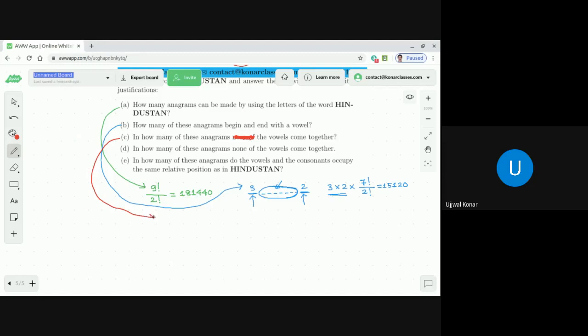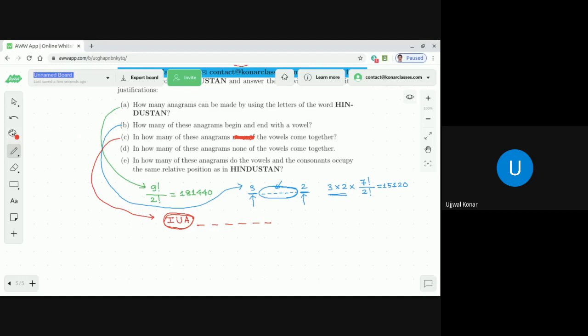Dear students, now let's see how many vowels are there. 3. It is I, U, and A. Correct or not? If we consider these 3 vowels are together, then we can consider them as a bunch. After that, what are we left with? We are left with 6 positions. Are you getting my point, dear students? So I reframe question C: in how many of these anagrams the vowels come together?